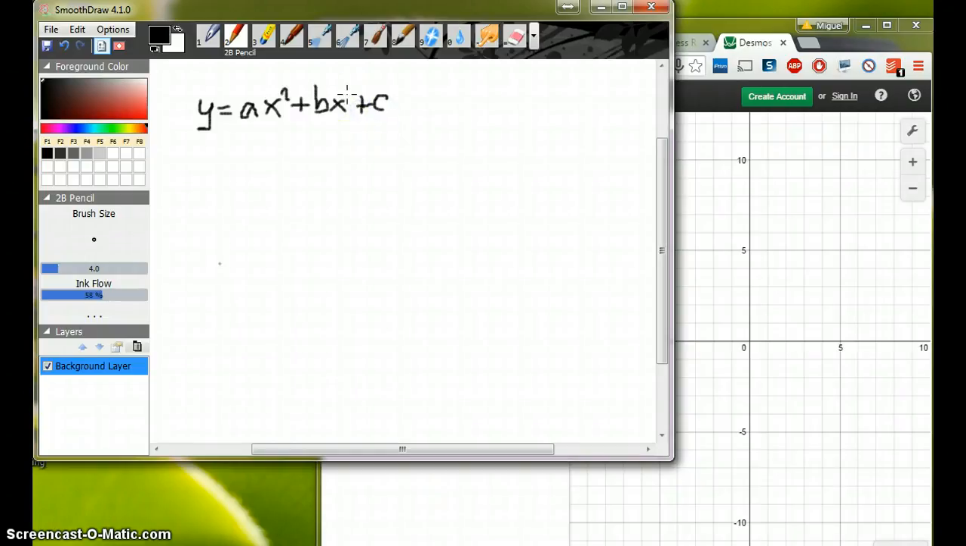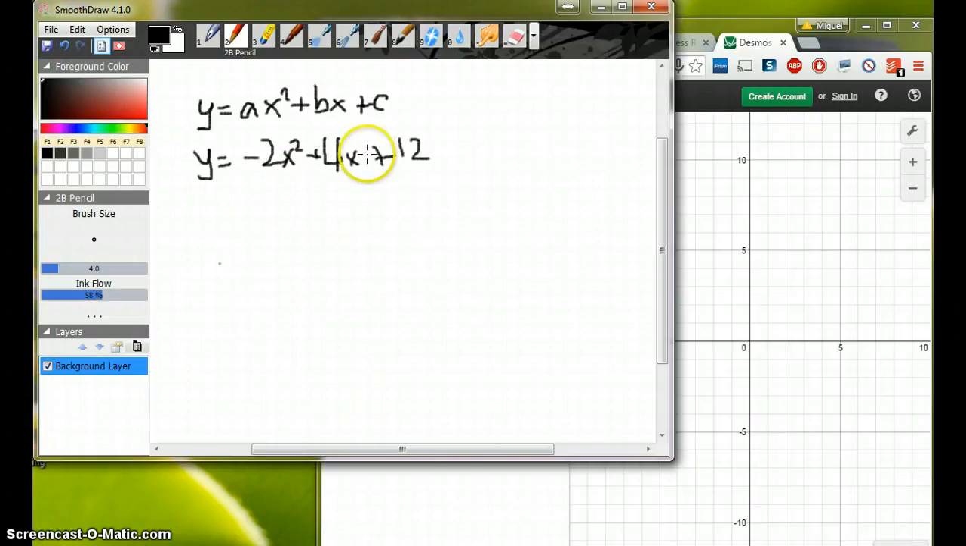So for this example, I'm going to just come up with something. Say y equals negative 2x squared. We'll say plus 4x. We'll say plus 12. See what happens there. Alright, so these are kind of big numbers.